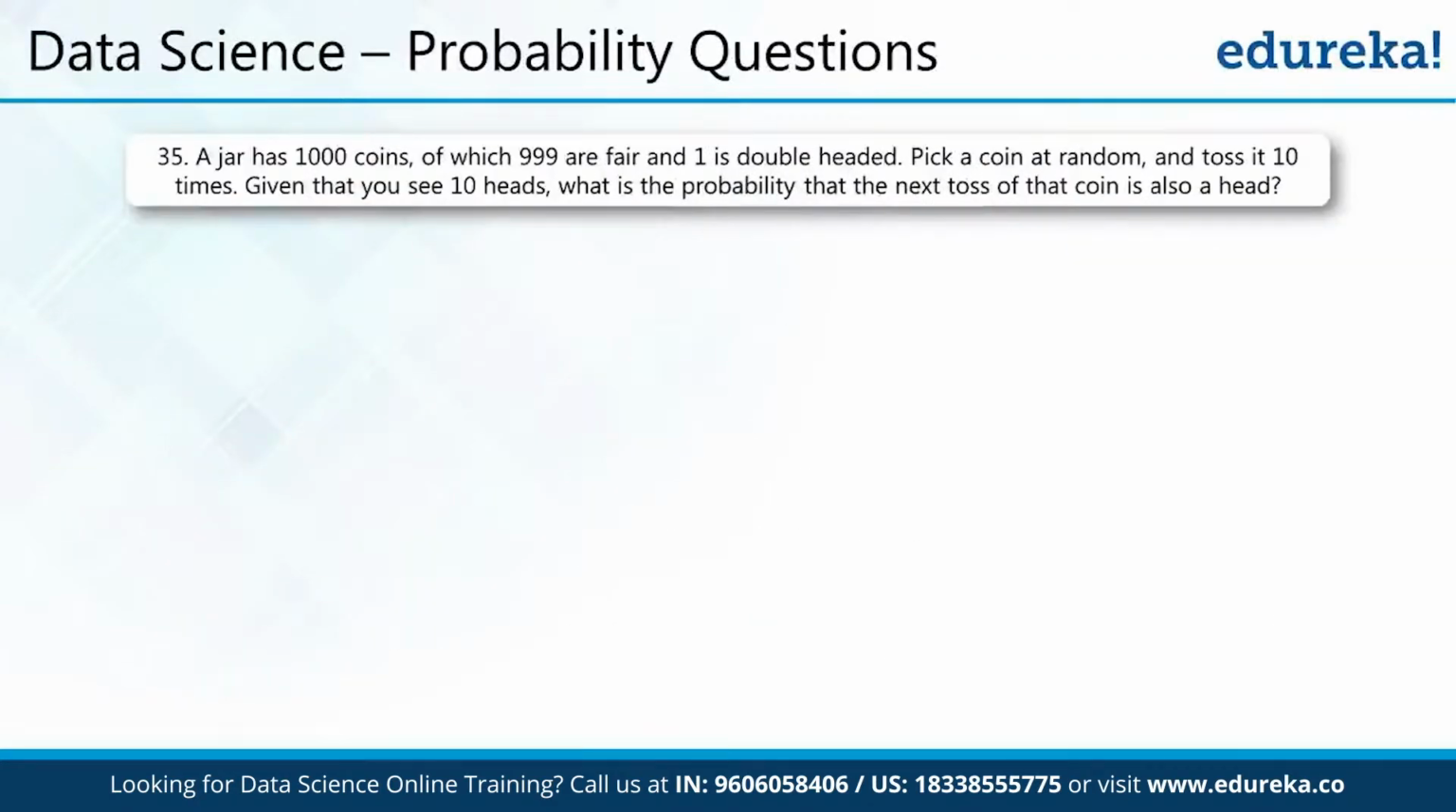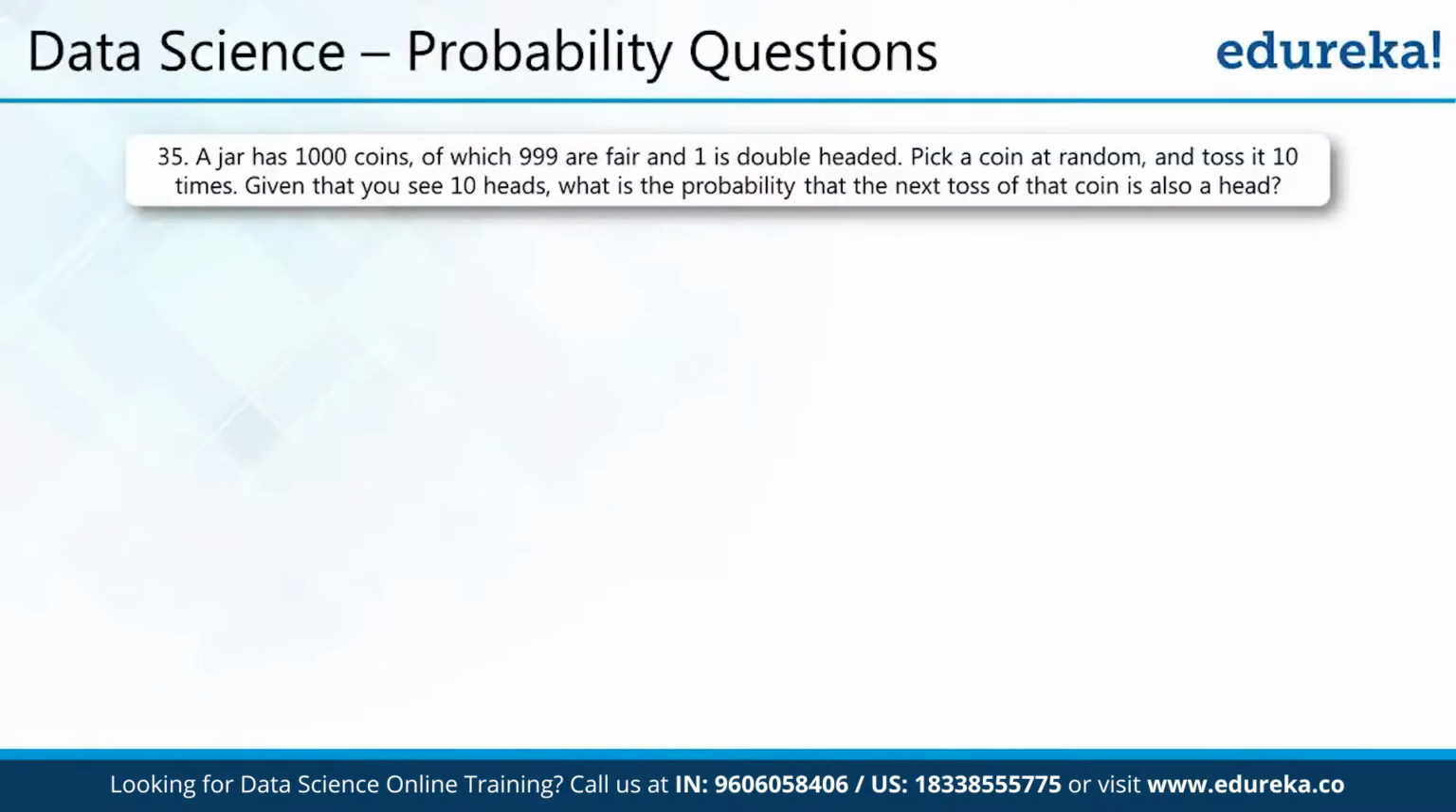So let's take up this question here, which says the jar has 1,000 coins, of which 999 coins are fair, which means one head and one tail, and there is one coin which is tampered with, and both sides of that coin are heads. We need to now pick a coin at random from this jar and toss it 10 times.